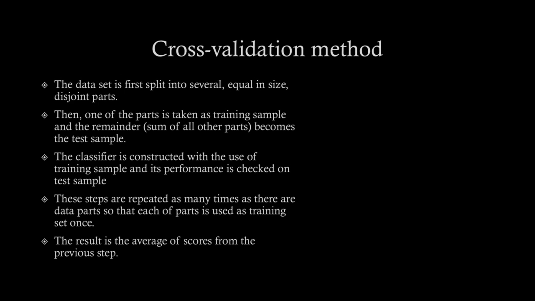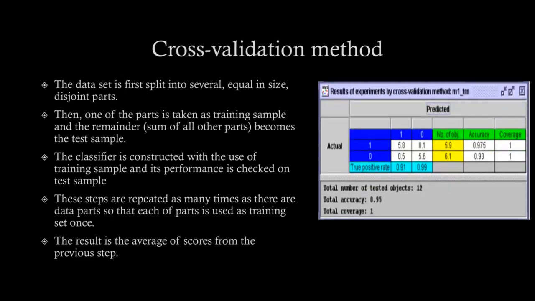These steps are repeated as many times as there are data parts, so that each of the parts is used as a training set once. The result is the average of scores from the previous step. Here is what the result of a cross-validation method will look like.